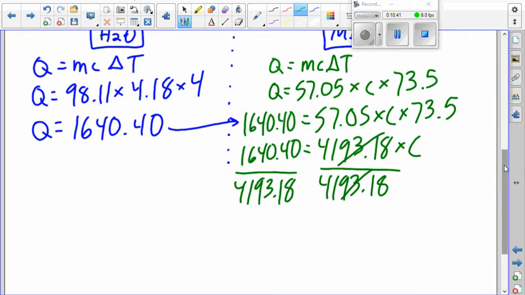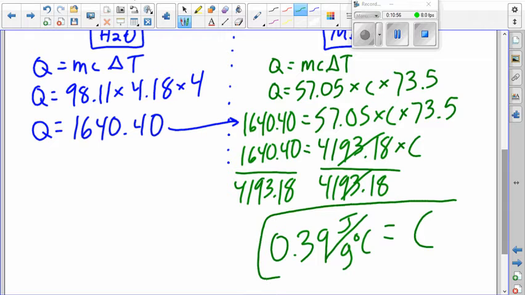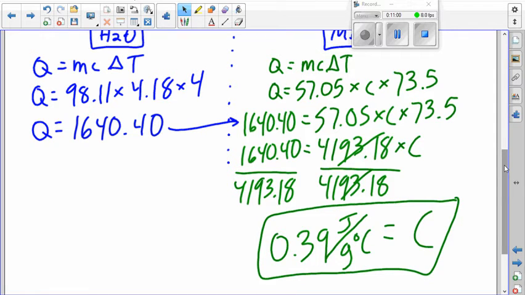Yes, C. 0.39. Somebody give me some units. Joules per gram Celsius. Comparing that to our heat capacities chart, this must be what? Copper. Exactly right.